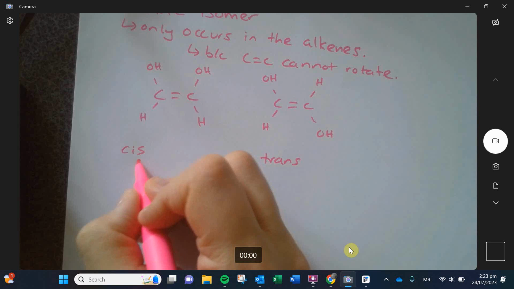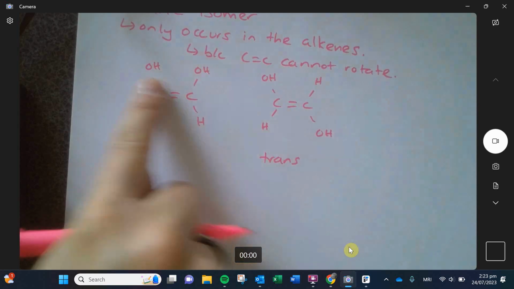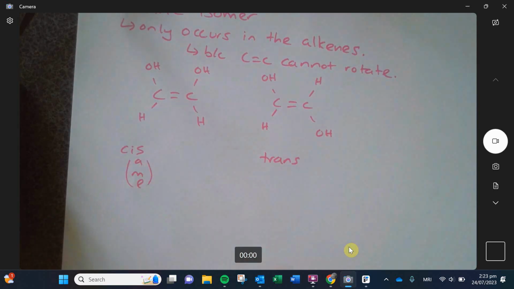So cis, I like to think about as same. They're on the same side. And trans, I like to think about transfer to the other side. You can talk about transgender as well. That's another change.